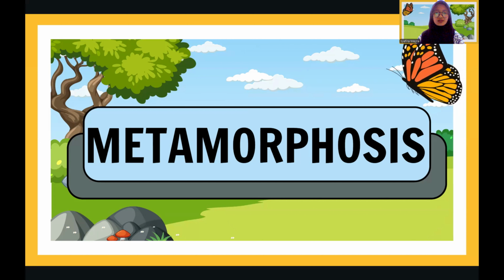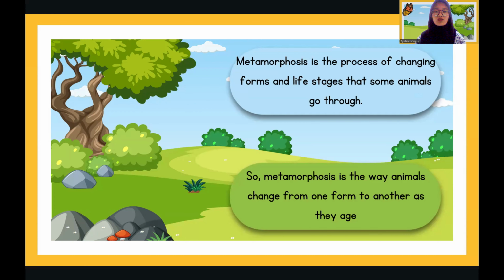So today we will talk about something amazing called metamorphosis. Metamorphosis means changing forms or life stages. Some animals go through this process as they grow up. Think about it like this. When an animal is born, it might look very different from when it gets older. Metamorphosis shows us how animals change from one form to another as they age. So it's like a magical transformation.